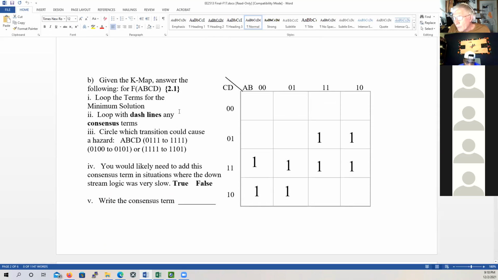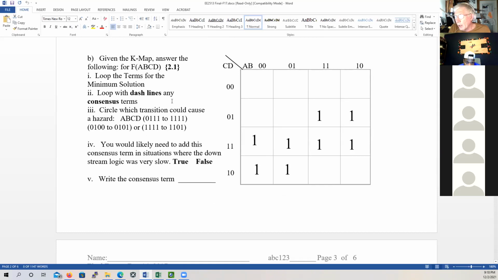All right. So here we're looking at this K-map: loop the terms for the minimum solution. Well, obviously you'd group these and you group these. So you'd have 2 4-bit groups, right? You could group the one down the center too. Yes, you could group this one too. That's a consensus term. It's a totally legal term. It is one of the prime implicants. It's a non-essential prime implicant because it's a consensus term. And you would add this in if you had a hazard, and that could fix the hazard. So that's where it comes into play.